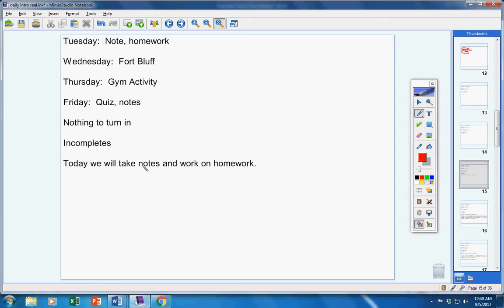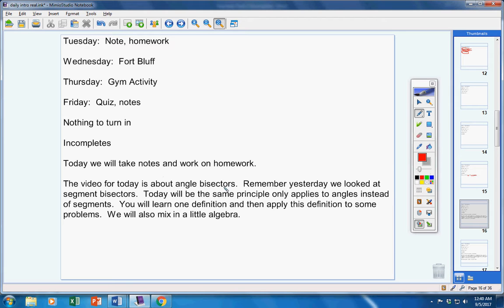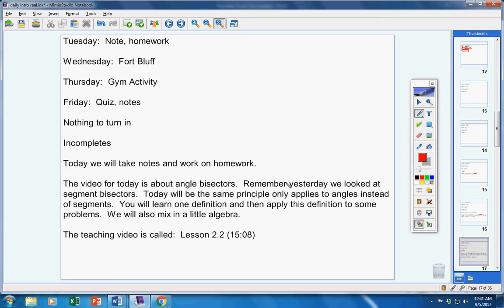Today we're going to take notes and we're going to work on homework. Now the video today is about angle bisectors. Remember, Friday we looked at segment bisectors. Today will be the same principle, only it applies to angles instead of segments. You will learn one definition and then apply this definition to some problems. We're also going to mix in a little algebra today. Alright? There's the teaching video, about 15 minutes long.